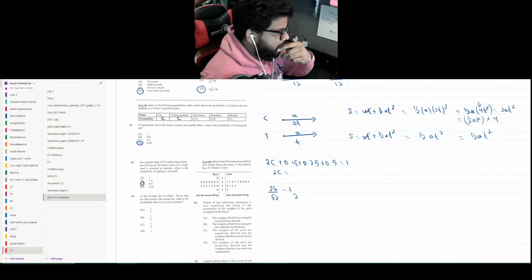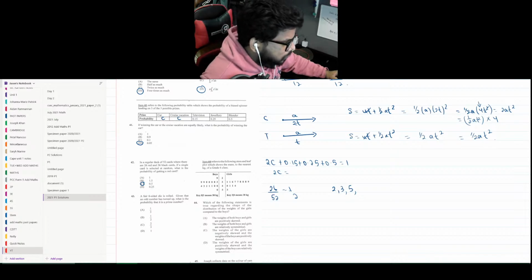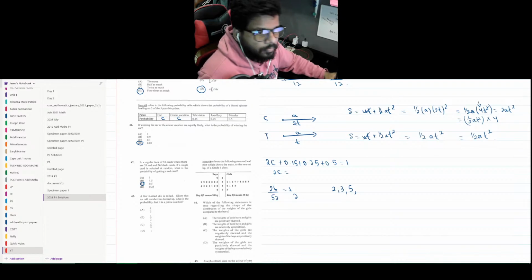A fair 6-sided die is rolled. Given that an odd number turned up, what is the probability that it is a prime number? So the prime numbers on a six-sided die are 2, 3, 5. So the probability that one of these comes up will be 3 out of the 6, which again could be a half.